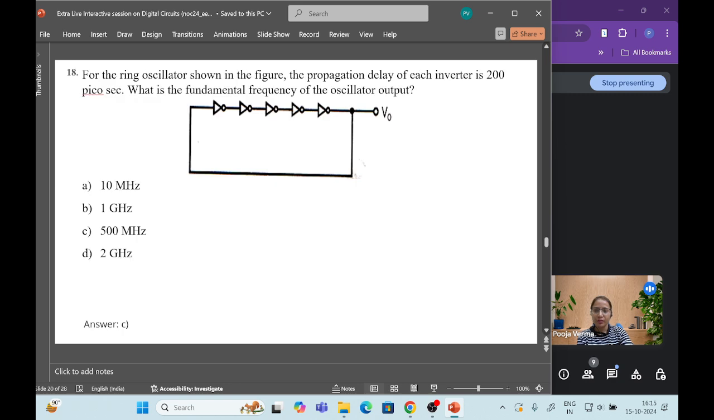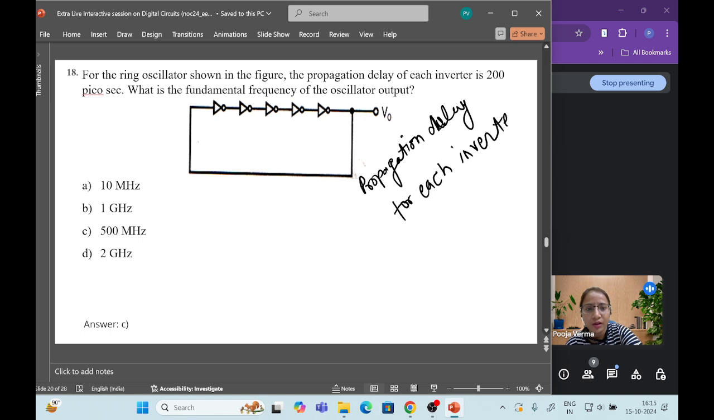So moving to the next question. Now, the next question is, for the ring oscillator shown in the figure, the propagation delay for each inverter is 200 picosecond. What is the fundamental frequency of the oscillator output? What will be the frequency of the oscillator?